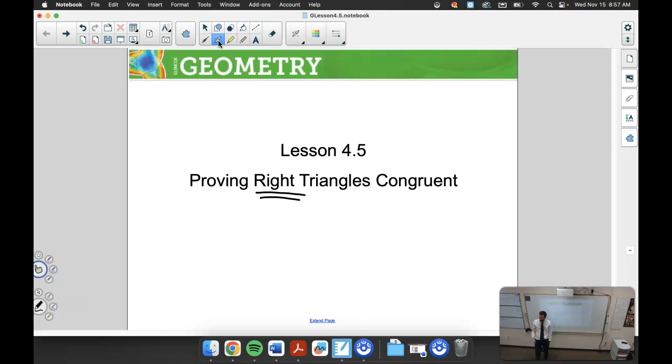So instead of having to say, ooh, that's a 90-degree angle and therefore it's congruent, we're just going to say, if it's a right triangle, you already have one right angle that's congruent. It's kind of nice. It gives you one less thing to worry about.